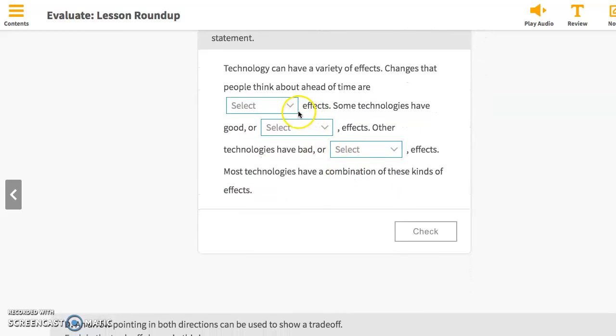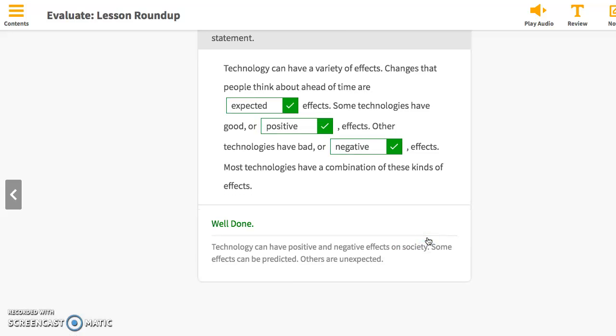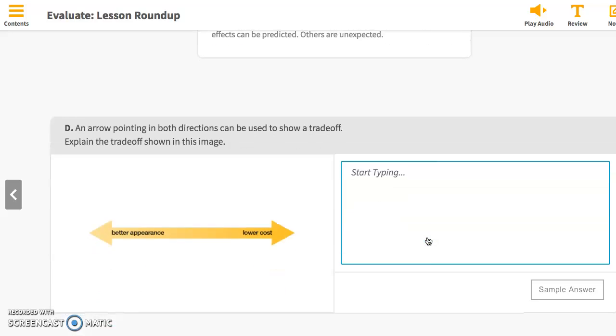Technology can have a variety of effects. Changes that people think of ahead of time are expected effects. So you thought about it before. If you think about it ahead of time, that's something that's definitely going to be expected, right? And then some technologies are good or positive effects. Others are bad or negative effects. Most have a combination of these kinds of effects.